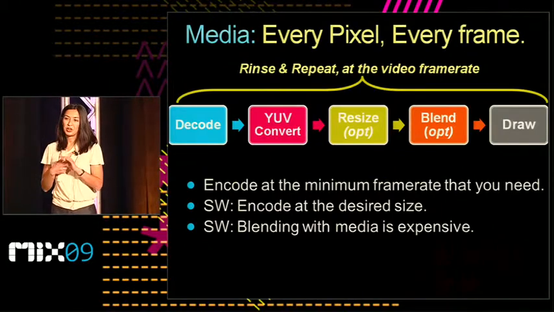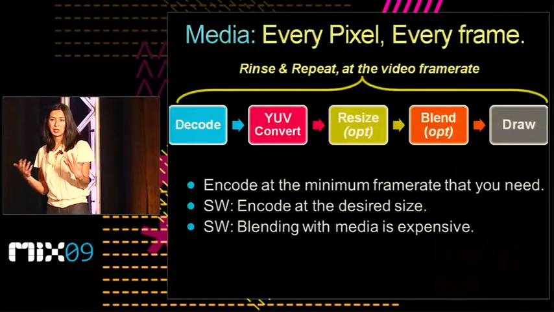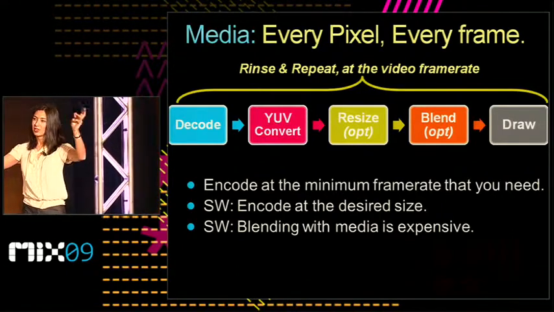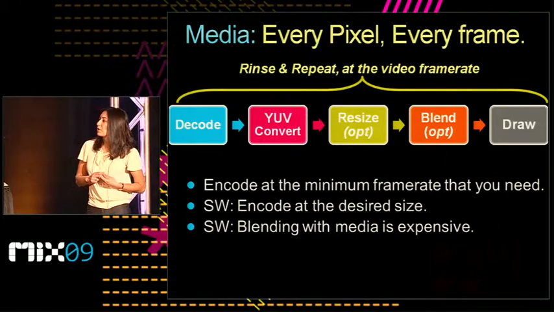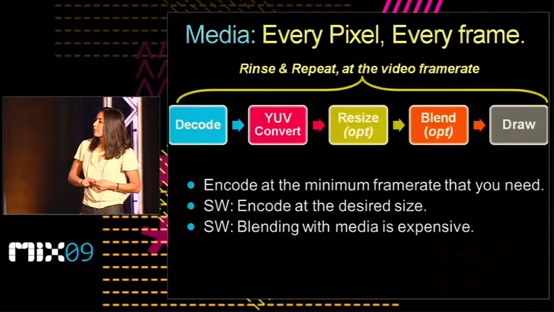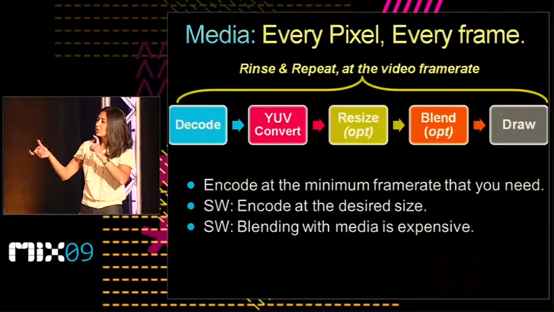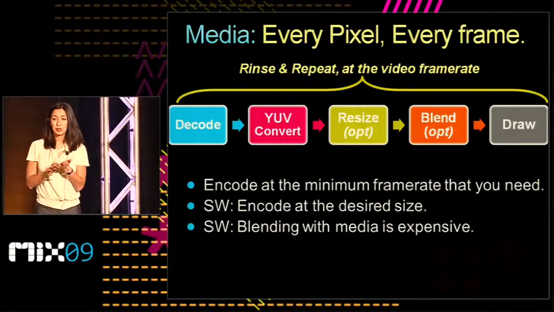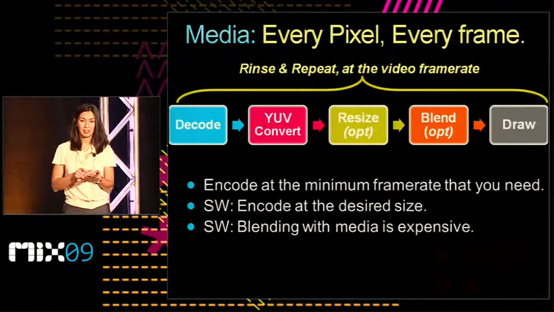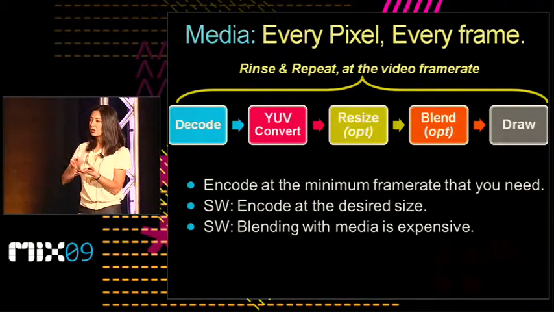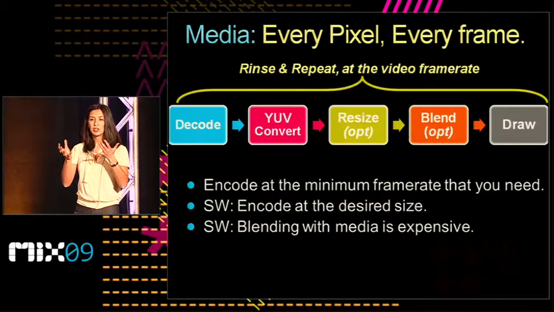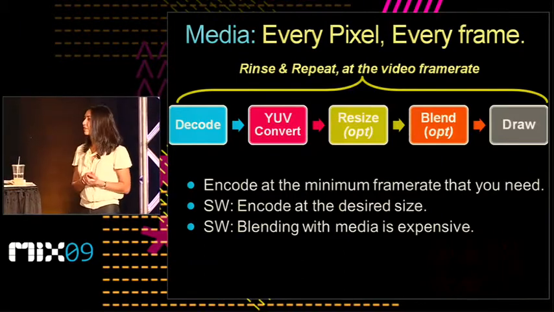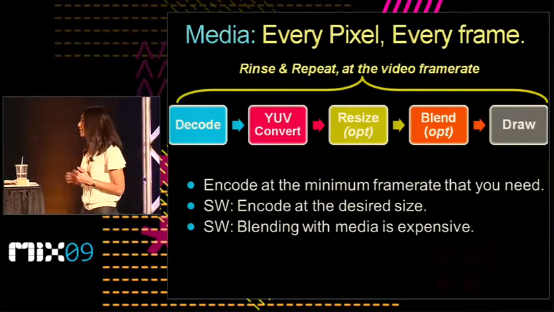For software, encode at the desired size. For hardware, it doesn't make so much difference because we're actually letting the GPU do the stretch, and the stretch is almost free now. But decoding the video is per pixel, and so is the YUV convert. That's per pixel. And so hardware, software, always try to use as minimum cycles as you need. This is really pretty basic stuff. And of course, blending is expensive.